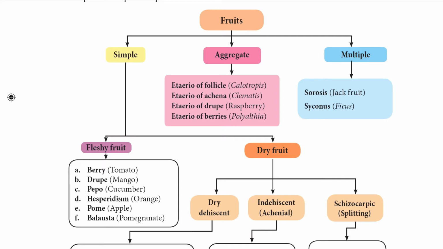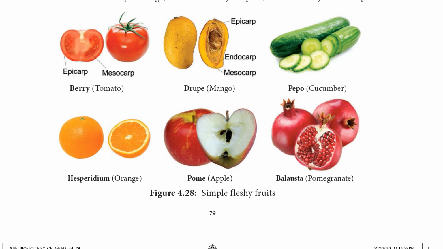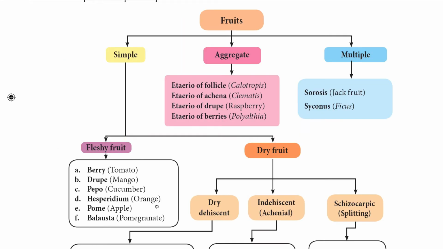Balausta. Example, pomegranate. Here the fleshy indehiscent fruit will develop from the multicarpellary, multilocular inferior ovary, and here the pericarp is tough and leathery, which we peel off and throw, and the seeds are attached irregularly to the testa, and this bears the edible portion. Example, pomegranate. Next we have the dry fruits.